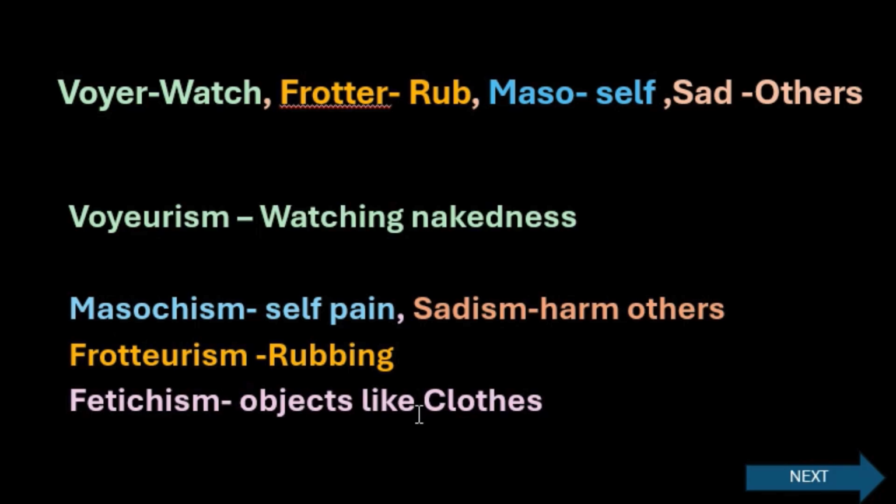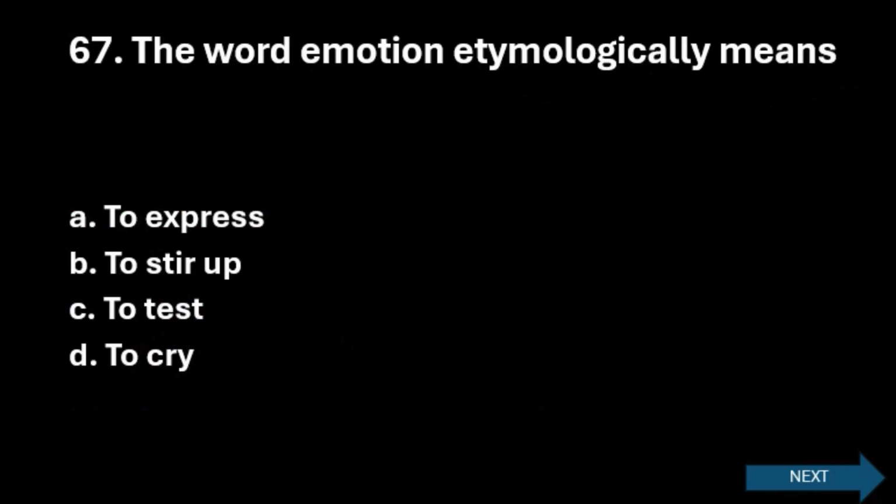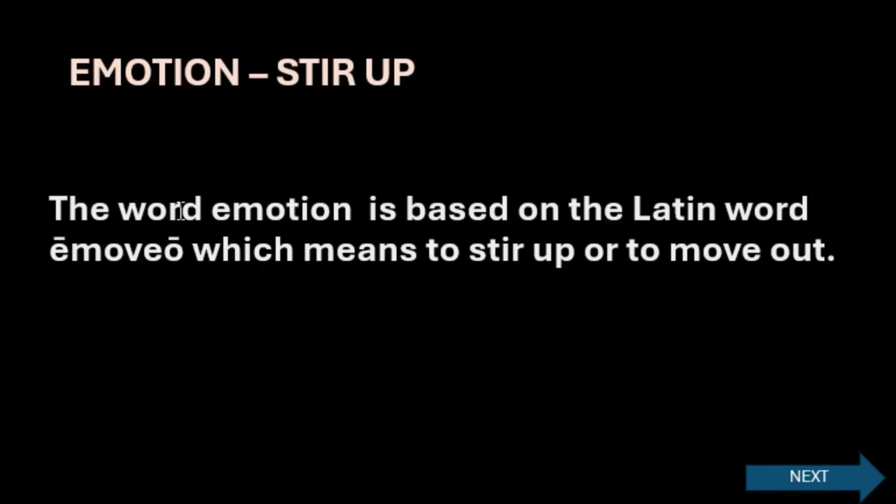Next question. The word emotion etymologically means option A, to express. Option B, to stir up. Option C, to test. Option D, to cry. The right answer here is option B, to stir up. The word emotion is based on the Latin word emovere, which means to stir up or move out. Next question.